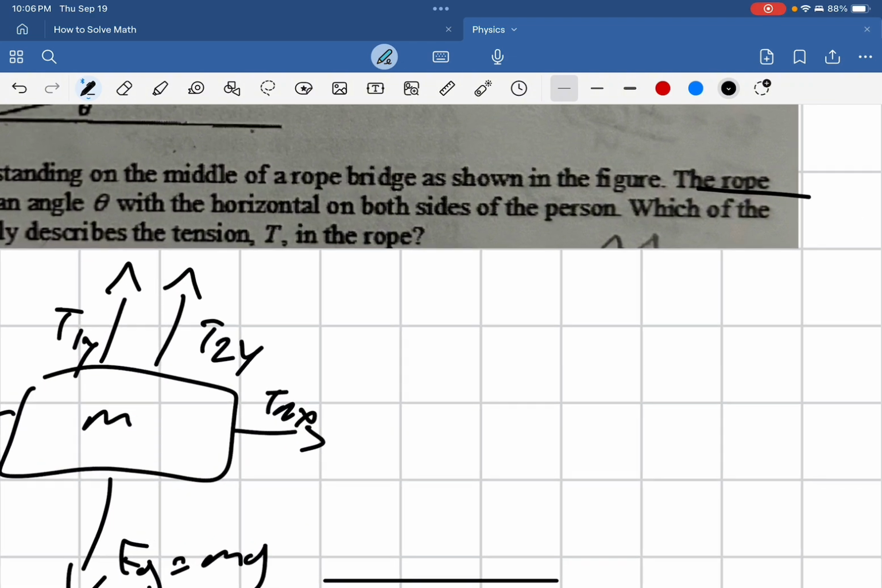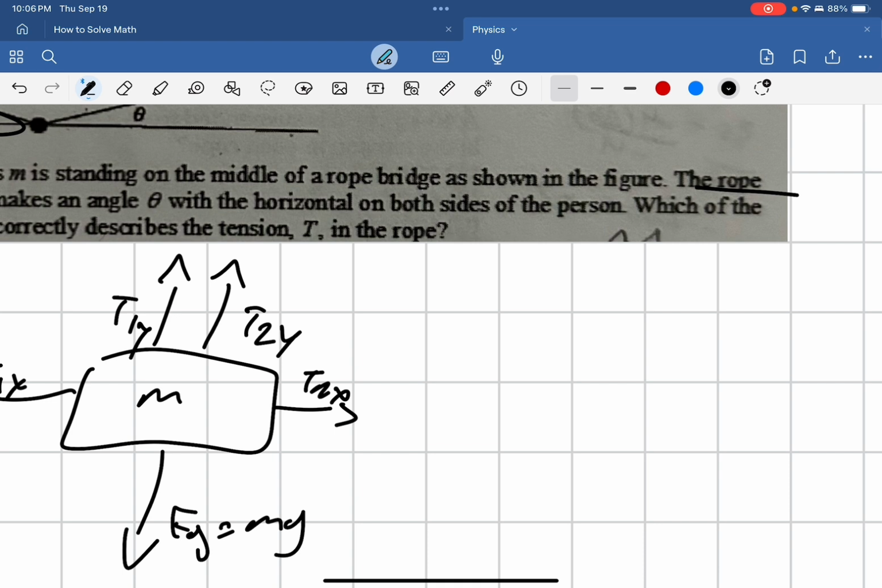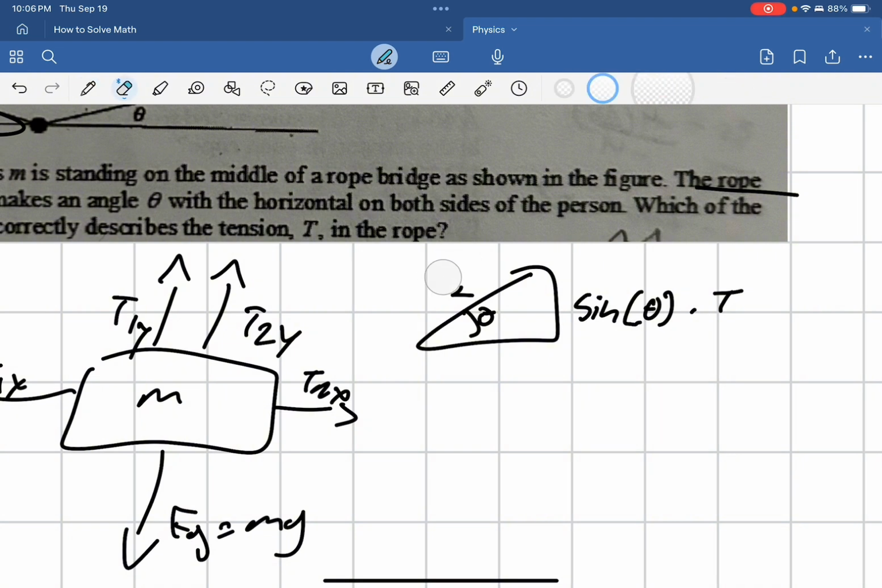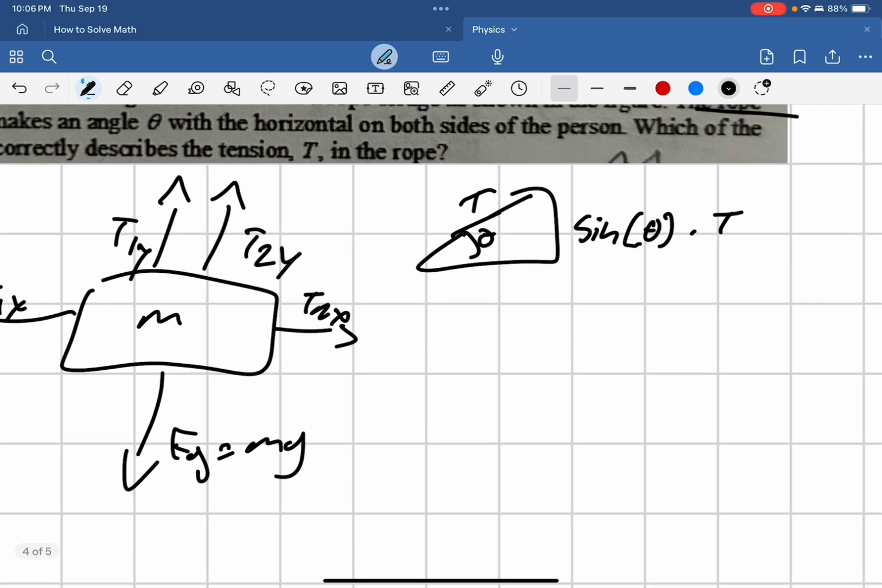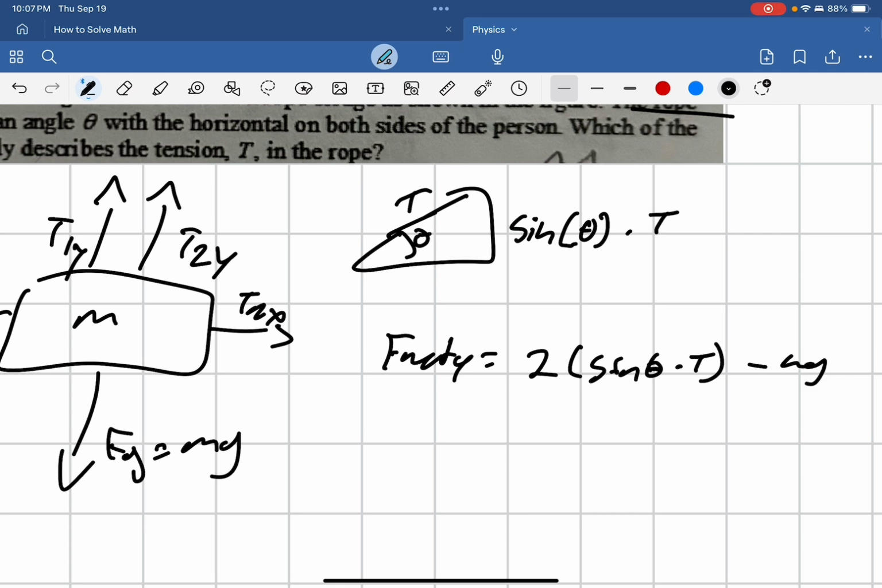But we know that the vertical one is going to be, because of our triangle data, sine of theta times T2, and since both are the same, I'm just going to say times T. Let me get rid of T2 right there. So we know that F net of y is going to be equal to 2 times sine of theta times T minus m g.